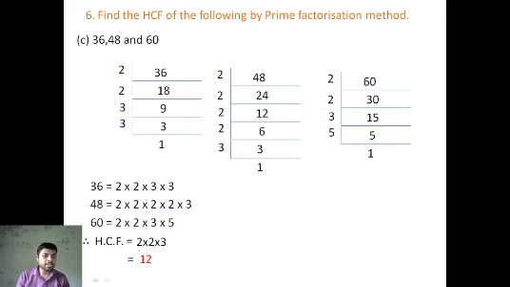So first find the common factors. For this 3, 2, we will write 2. Here for this 3, 2, we will write 1, 2. Okay, for this 3, 3, we will write 1, 3. Okay, then do the product.